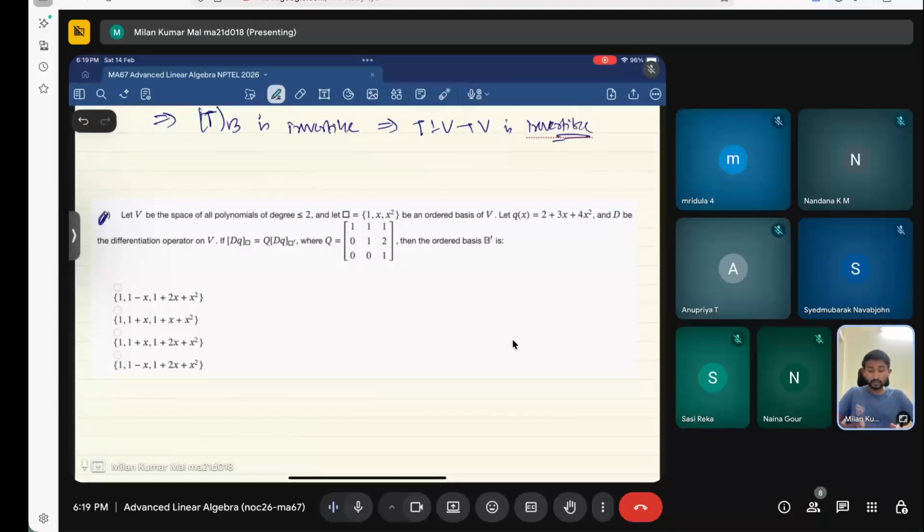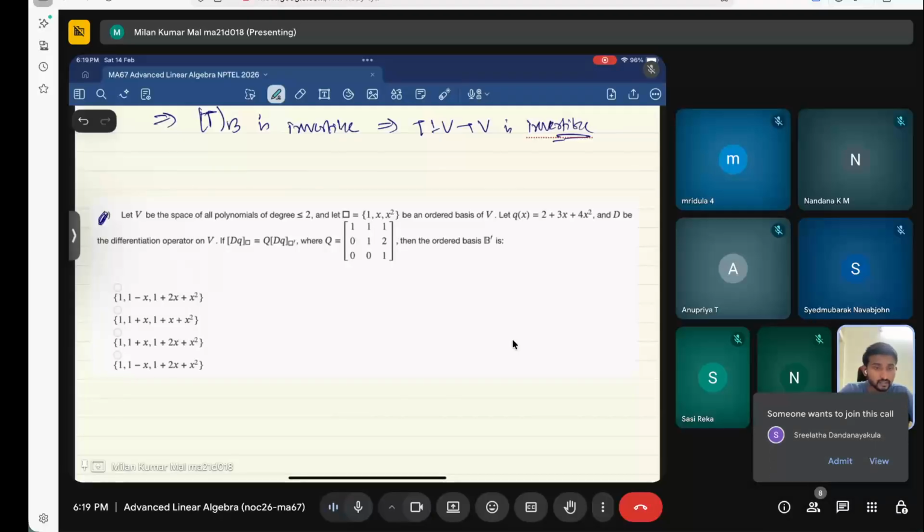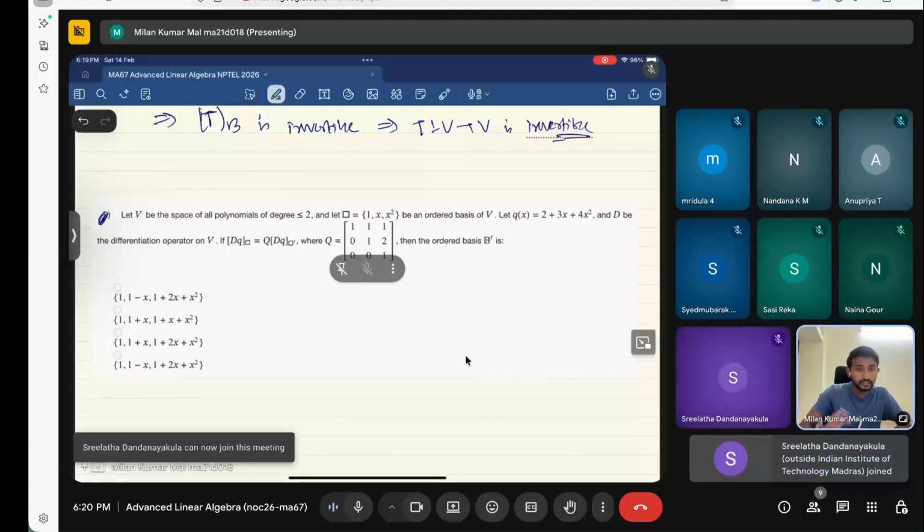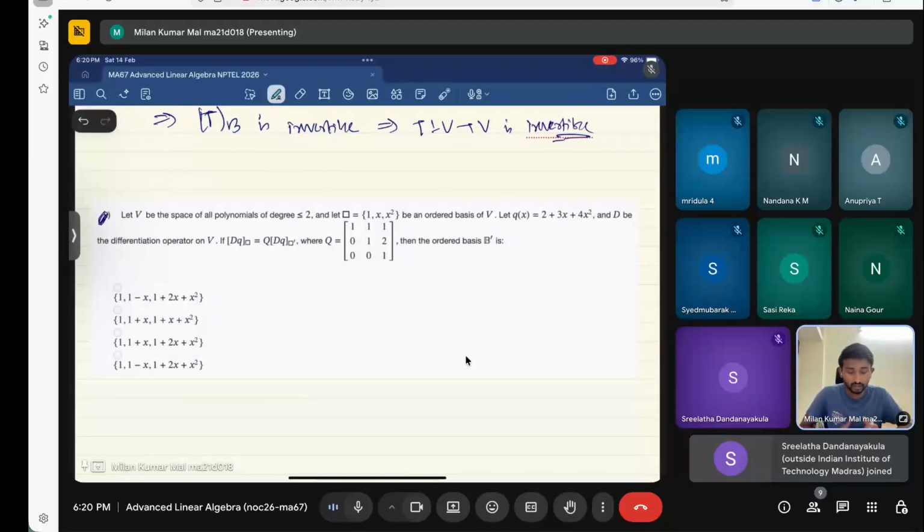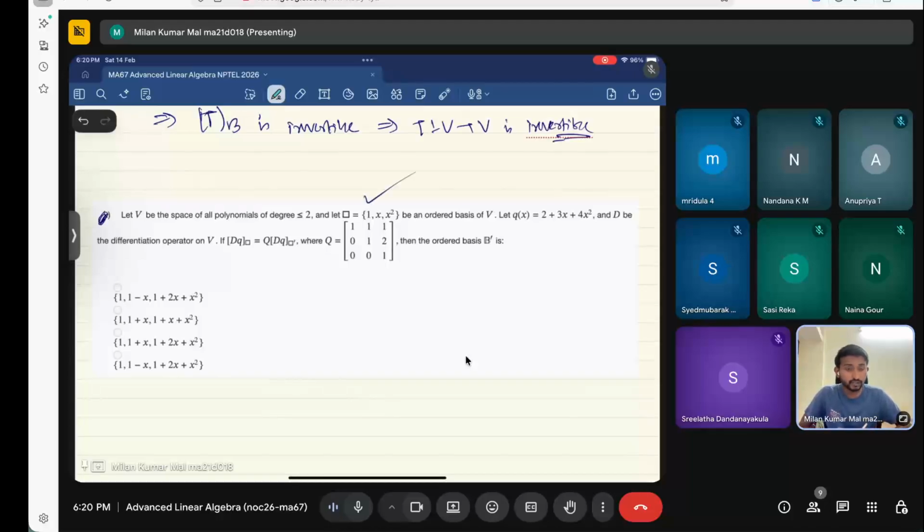So let's go to a new problem. First let me understand what the problem tries to say here. Let V be the space of all polynomials of degree less than or equal to 2. So V is a vector space of dimension 3, because of the constant 1, x, and x square. And this is given with the ordered basis of V. And let Q(x) be the polynomial 2 plus 3x plus 4x square, and D be the differential operator. Here D is a differential operator from the vector space V to V.